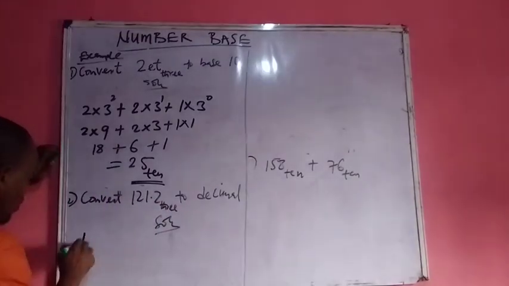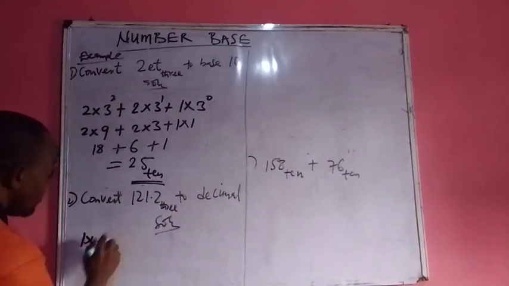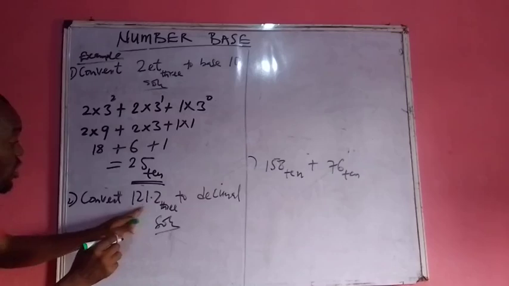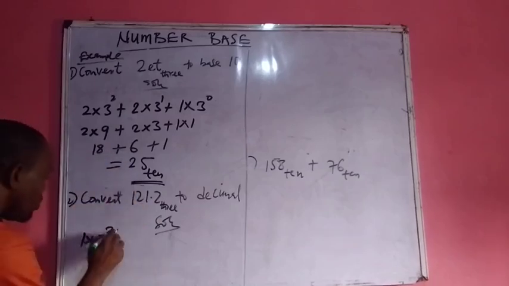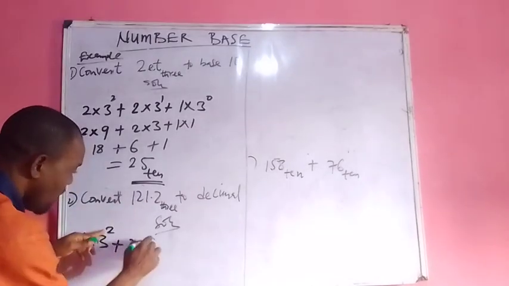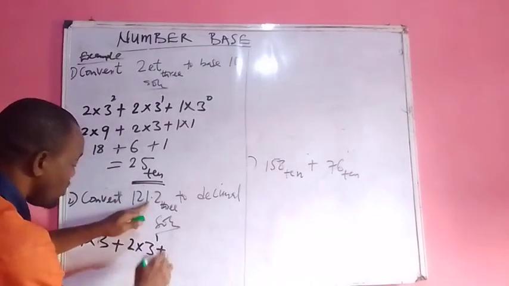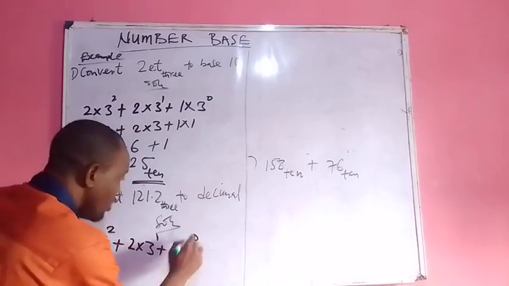So we now have what? 1 times, okay, we have base 3. They gave us a base 3. 1 times 3. We counted 3 digits. 3 digits minus 1 will give us 2. So we'll put 2 there. Plus we have 2 here times 3. After 2 we have 1. Then plus the next one is 1 times 3. After 1 we have what? 0.